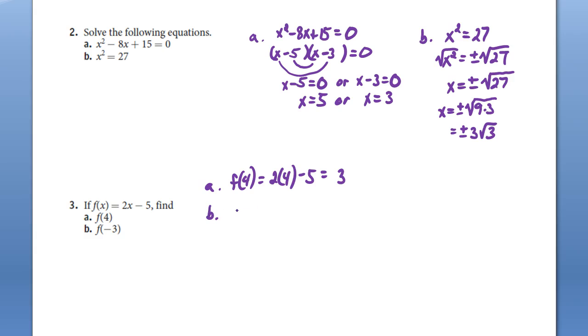Question B, let's find f of negative 3. So we're going to put negative 3 in place of the letter x in the function. Right there. So 2 times negative 3 is negative 6. Negative 6 subtract 5 is negative 11. The value of function f when x is negative 3 is negative 11.